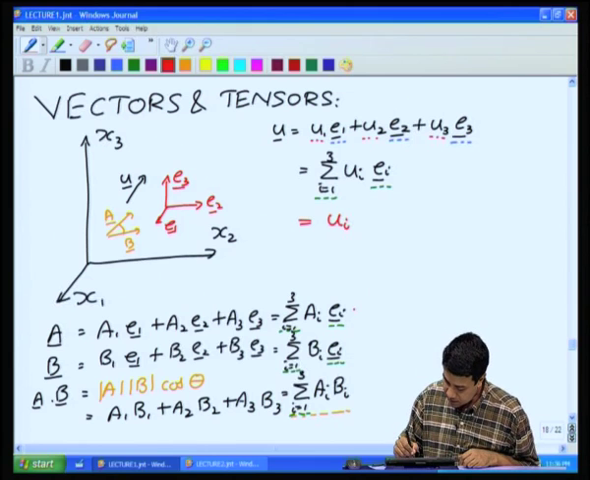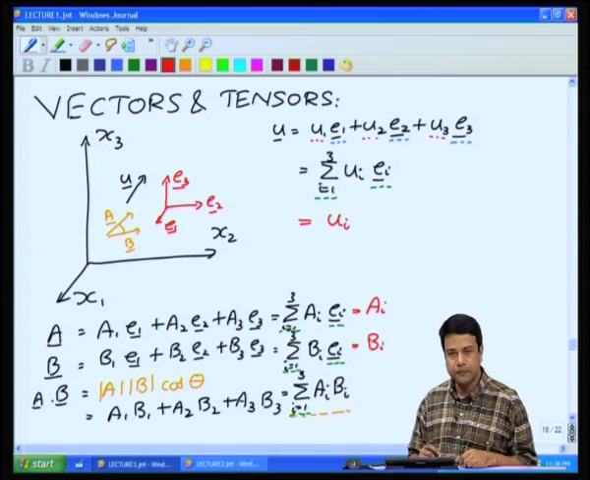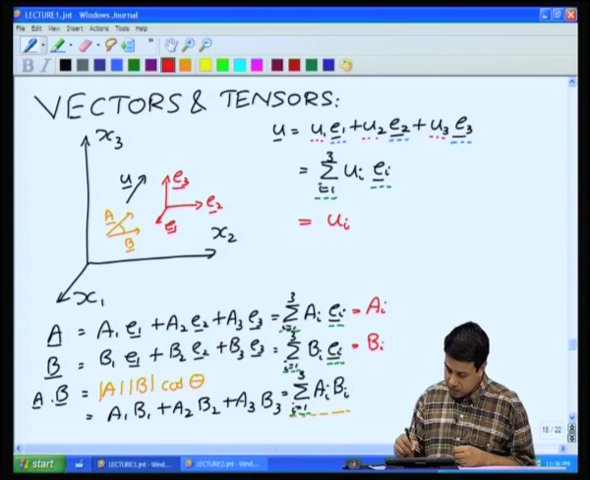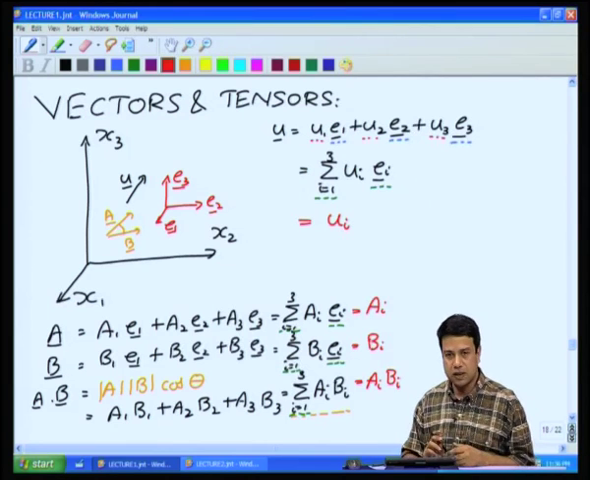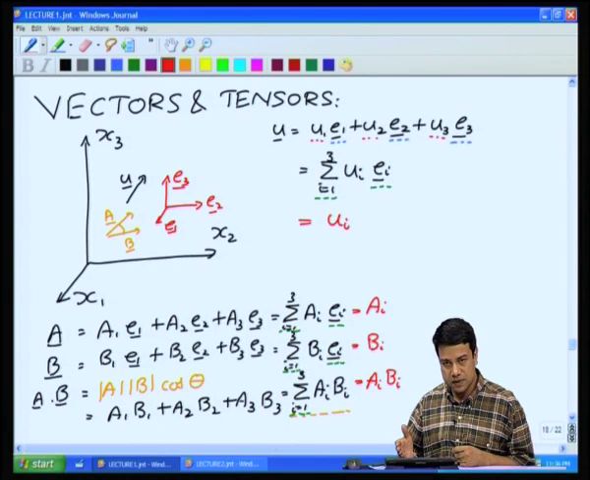Similarly, in this case A i, this is B i. This dot product I can write as A i times B i. One index i, that means there is a summation, but that index is repeated 2 times, that means there is a dot product, it is summed over. So, there is a dot product.